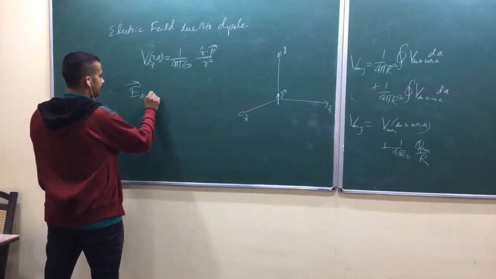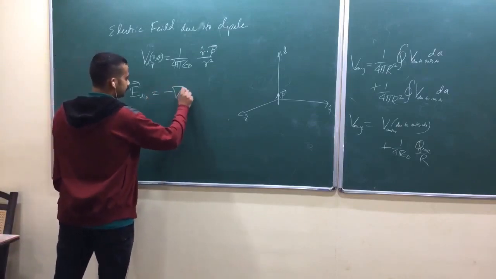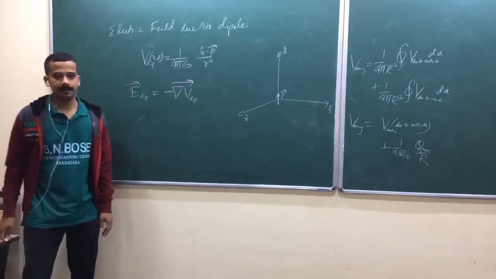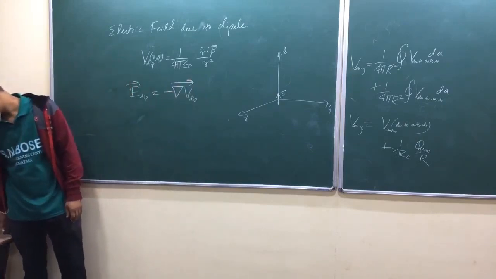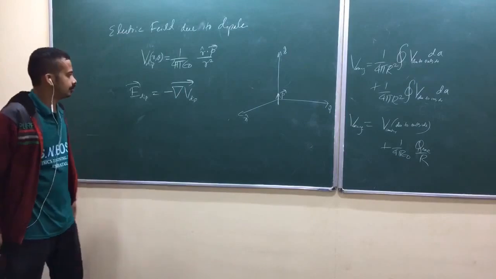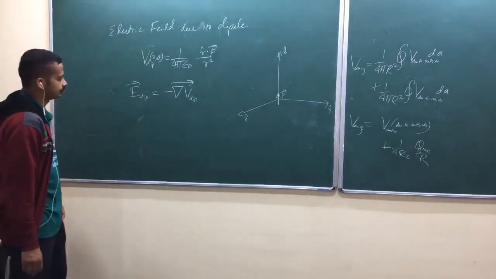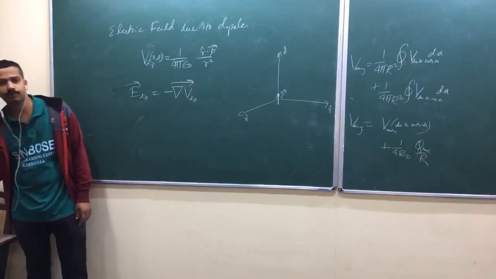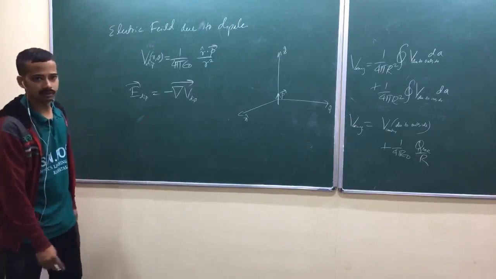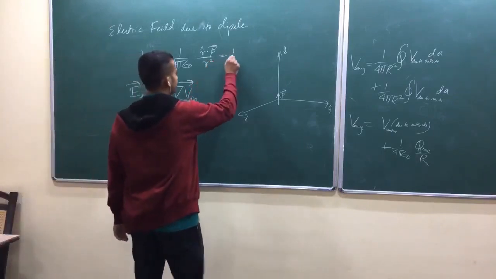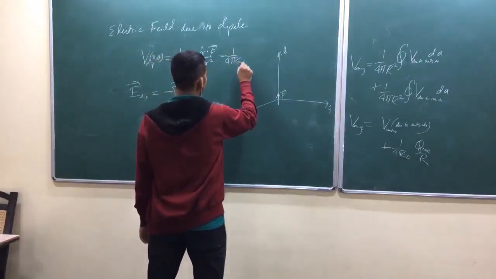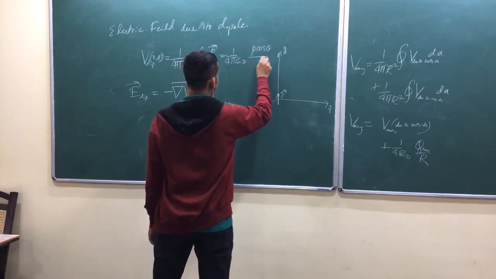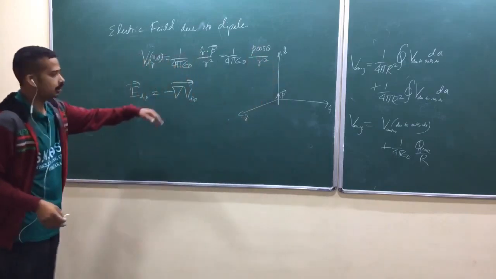Now that was minus gradient of potential, minus gradient of V dipole. Again, you better do that one in polar coordinates. Am I right? Write this one as 1 by 4 pi epsilon naught, P cos theta divided by r square, a function of only theta and r.